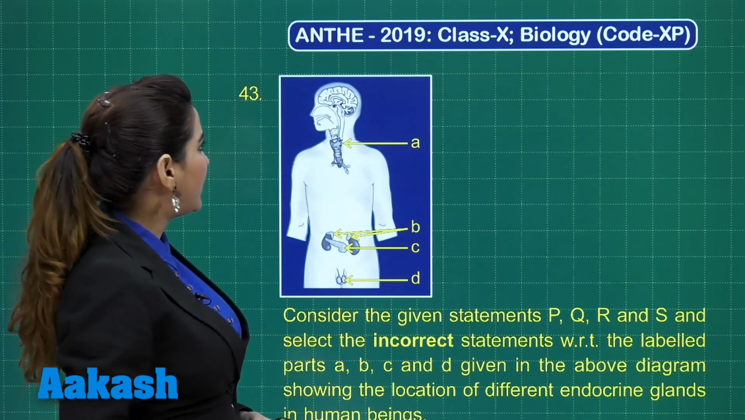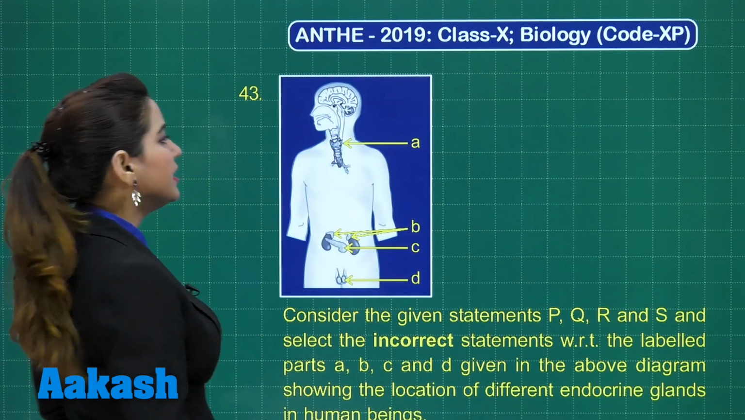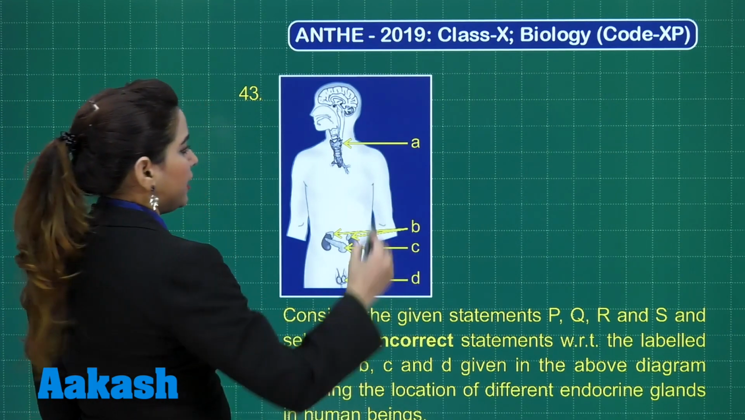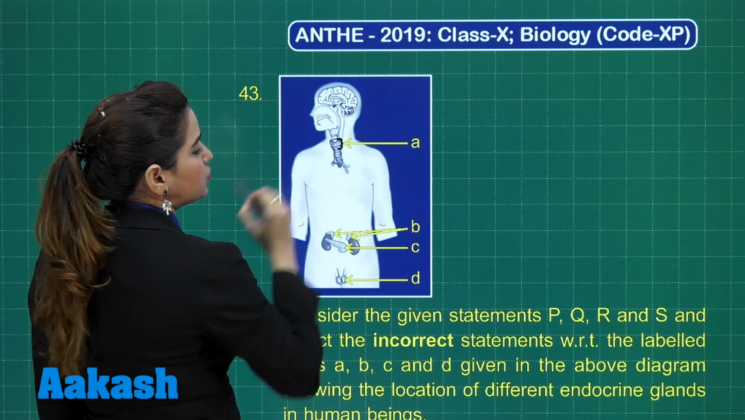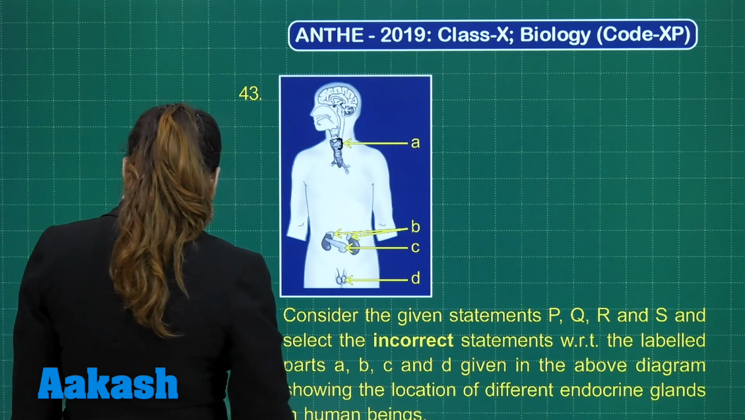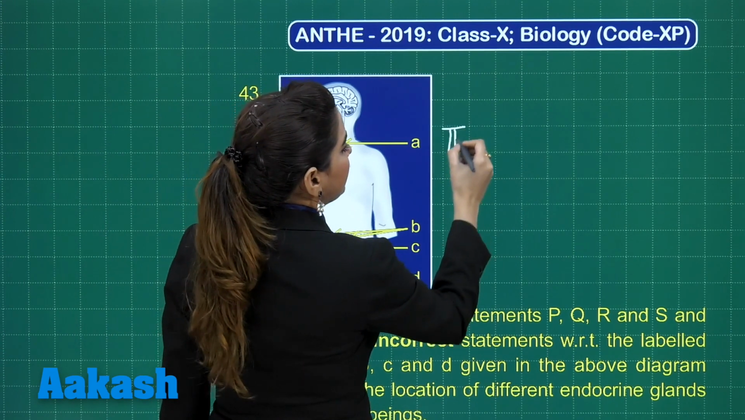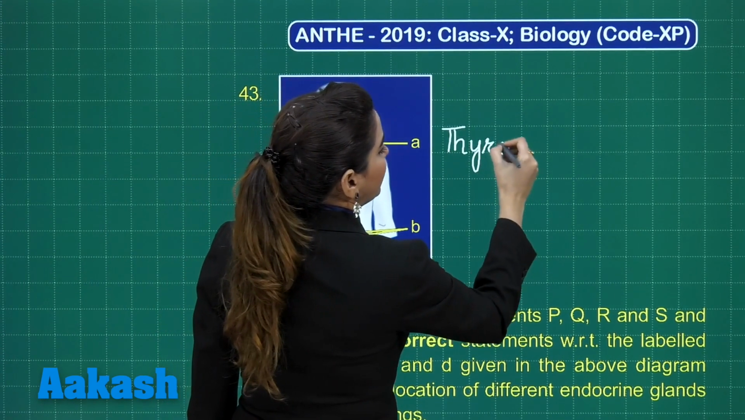Moving on to the next question, which is a diagram based question. As you can see here, we have A, B, C and D. Now students, if you see, A is pointing towards this part, which is a gland, that is your thyroid gland. So yes, A is your thyroid gland.